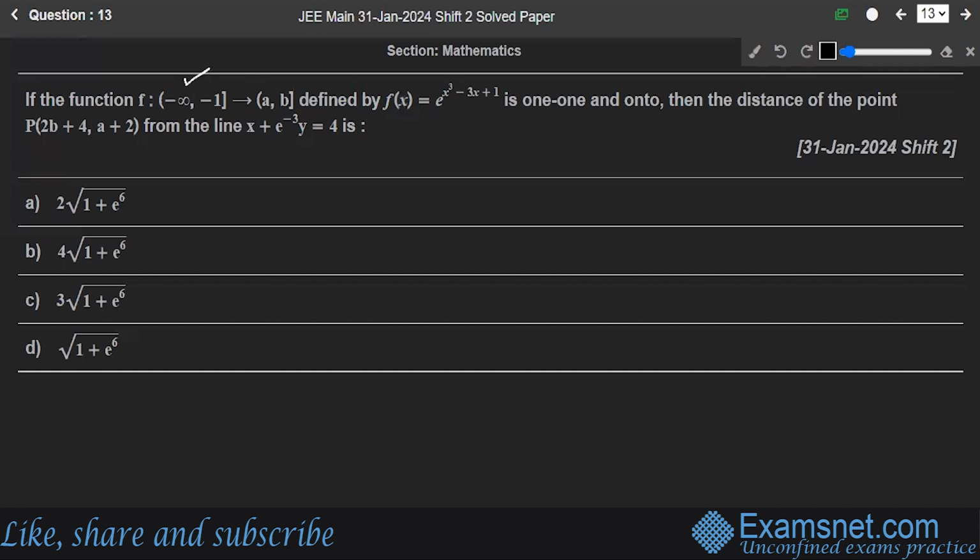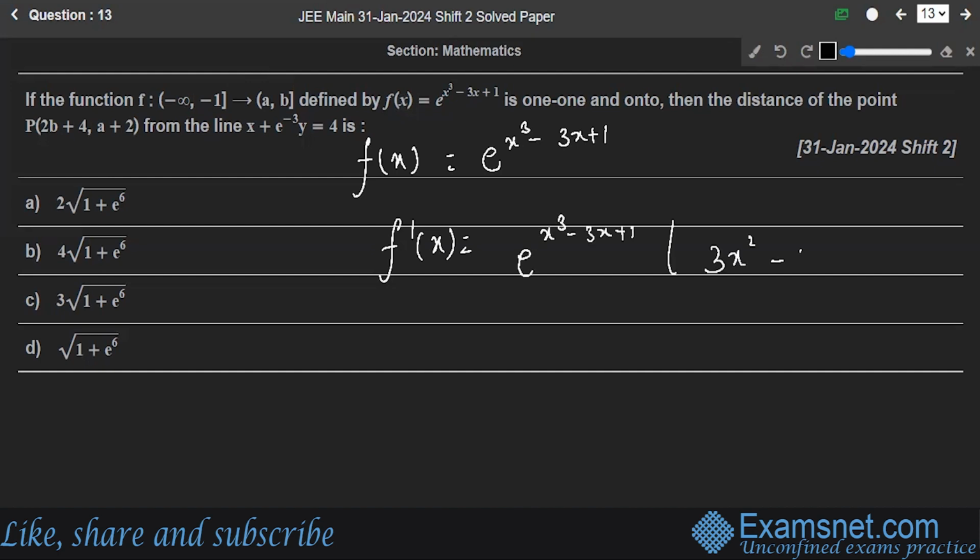Question number 13. If the function f is given from minus infinity to minus 1 onto a to b, and is defined by this, then the distance of the point P from this line is equal to. See, again, the question is divided in two parts. From the first part, I'm going to get the value of a and b, and then I'll put that value in the point P to get my answer, which is actually your second part of the question. So here I'll start with the function. It's given as e power x cube minus 3x plus 1. Let's differentiate. You will have e power x cube minus 3x plus 1 into 3x squared minus 3.